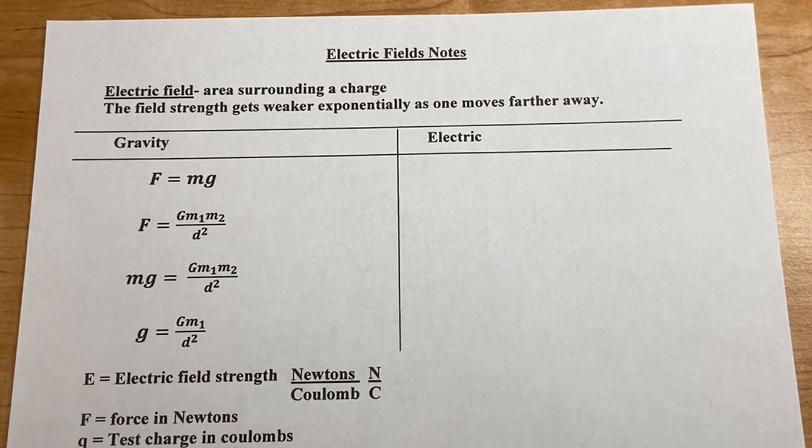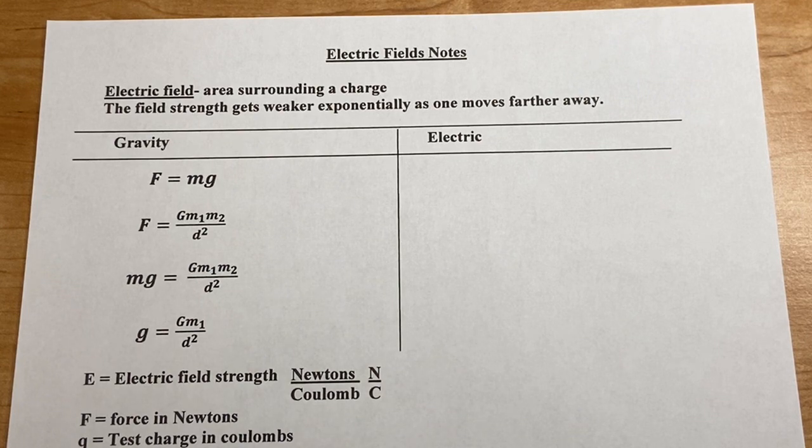So I'm going to compare electric fields to gravitational fields because in many ways they're similar, but in many ways they're not. So first of all, an electric field is the area surrounding a charge. Now you did the virtual lab and you drew lots of pictures to show the shape of the field and used a little sensor to sort of measure the strength of the field.